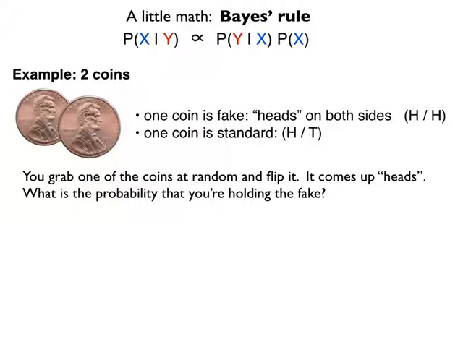You can actually just work through all of the probabilities. What's the probability of it being fake, given that you got a heads? Or what's the probability of it being normal, given that you got a heads? That's what we're calculating, right?